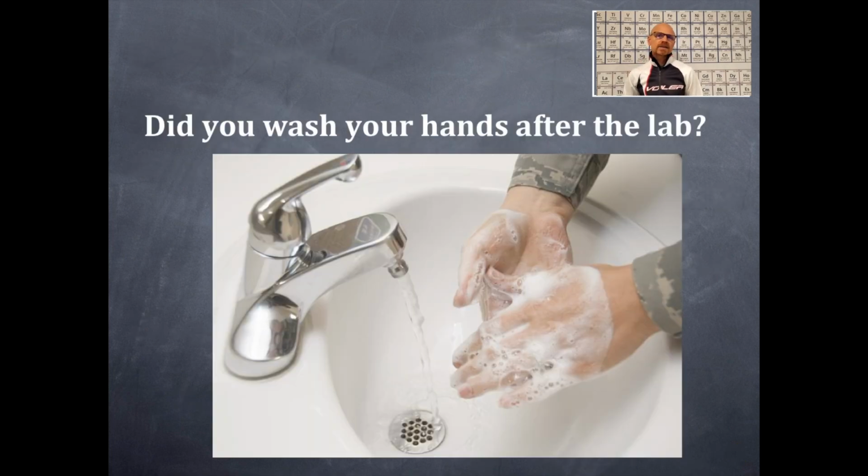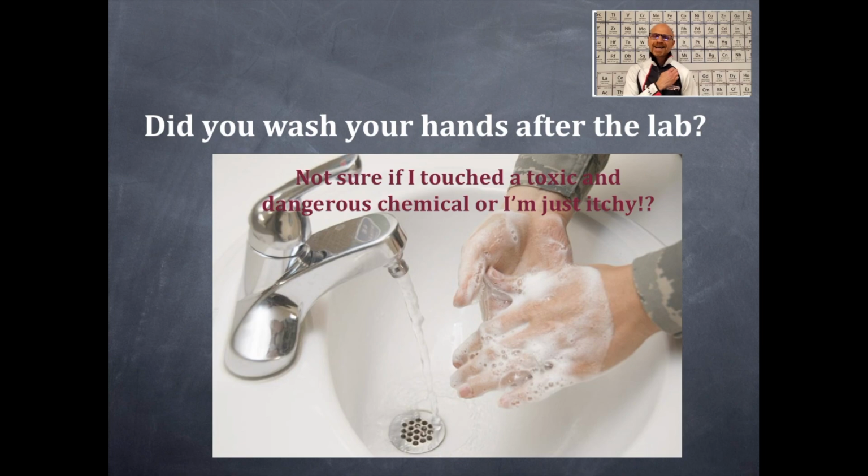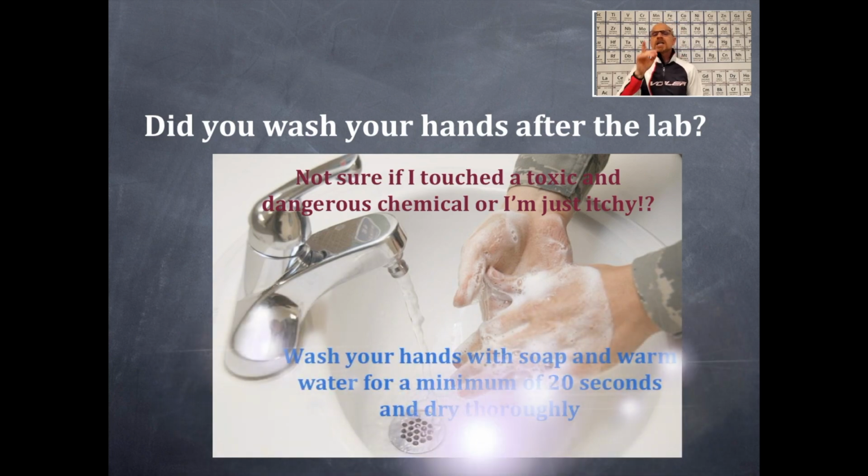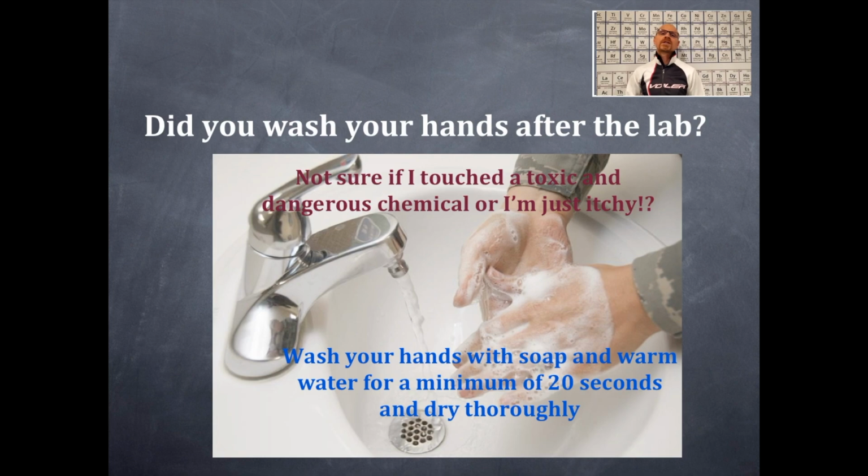Did you wash your hands after the lab? Not sure if I touched a toxic chemical that is dangerous or if I'm just itchy. So, do wash your hands with soap and warm water for a minimum of 20 seconds. Scrub thoroughly in between all the little crevices on your hands, and then dry thoroughly. That's the best way.